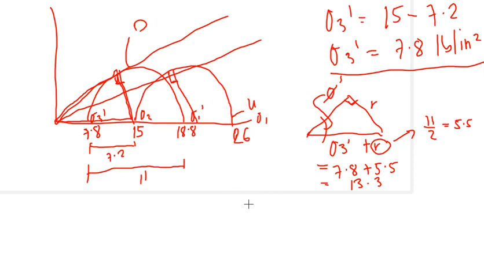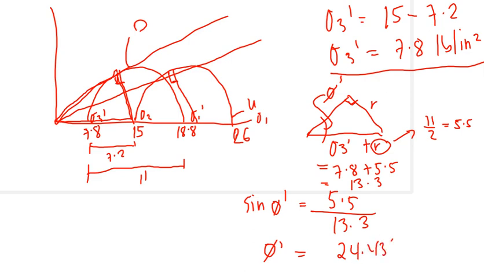So, yung magiging sine phi prime na natin dyan is equal to yung radius, yung opposite, over the hypotenuse. So, yung radius, which is equal to 5.5 over yung sigma 3 prime plus yung radius natin, which is 13.3. So, yung internal friction angle natin ngayon sa ating drain, kasi meron tayong phi prime, that indicates na yung ating soil is in the effective condition. So, sine phi prime is equal to 5.5 over 13.3, that is equal to 24.43 degrees. So, kindly check if my calculation is correct.